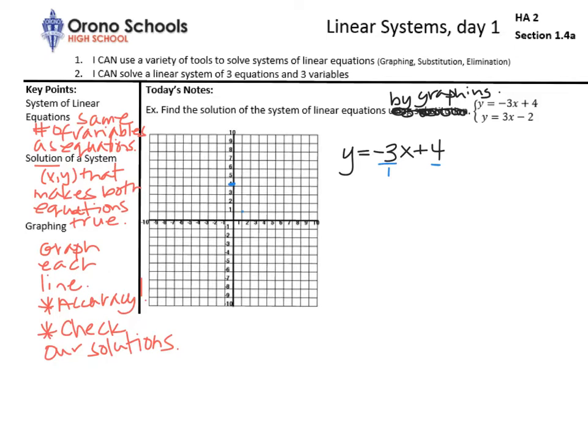And I'm going to continue that pattern all the way through to the edge of the graph because we want this to be as accurate as possible. In the other direction, I'll go up 3, 1 to the left and do the same thing. Go ahead and draw a line all the way through from edge to edge for this equation. And now let's do the same thing for our second equation. y equals 3x minus 2.